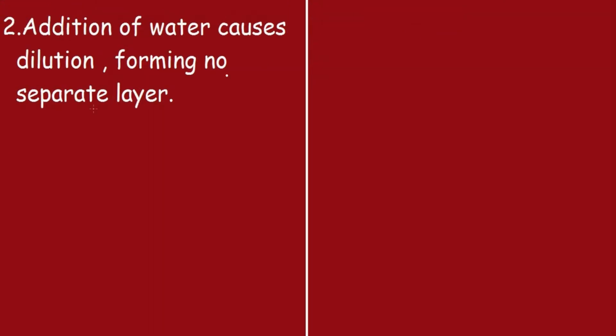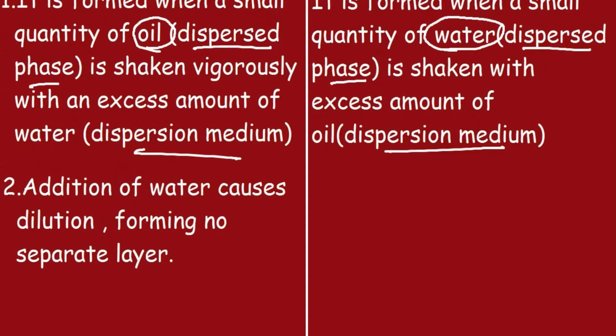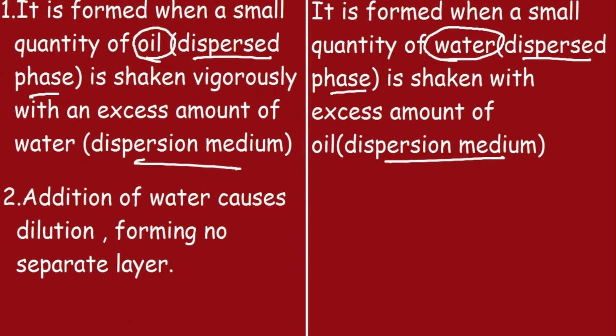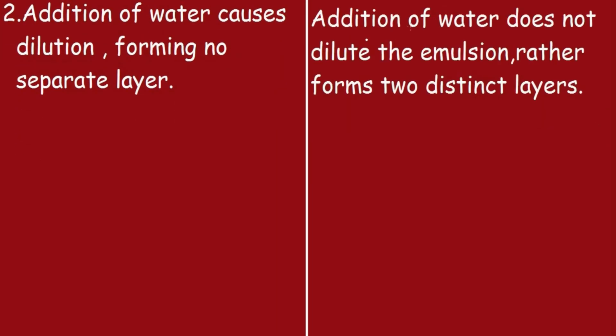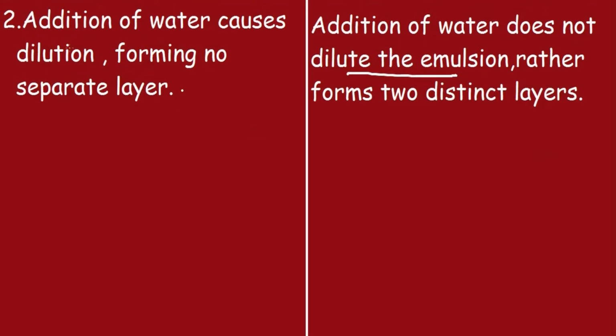Addition of water causes dilution, forming no separate layer. This is for oil in water type emulsion. But for water in oil type emulsion, addition of water does not dilute the emulsion, rather it forms two distinct layers. So let's move on to the third point.